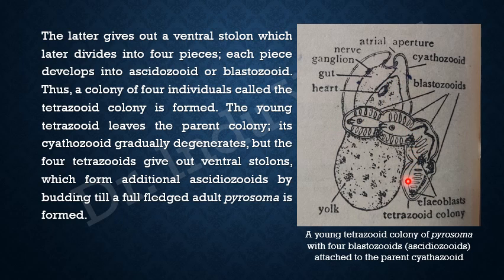The tetrazooid colony becomes free, and now each ascidiozooid or blastozooid gives out a ventral stolon, and by budding they keep on adding individuals to the colony. So this way a colony is formed.